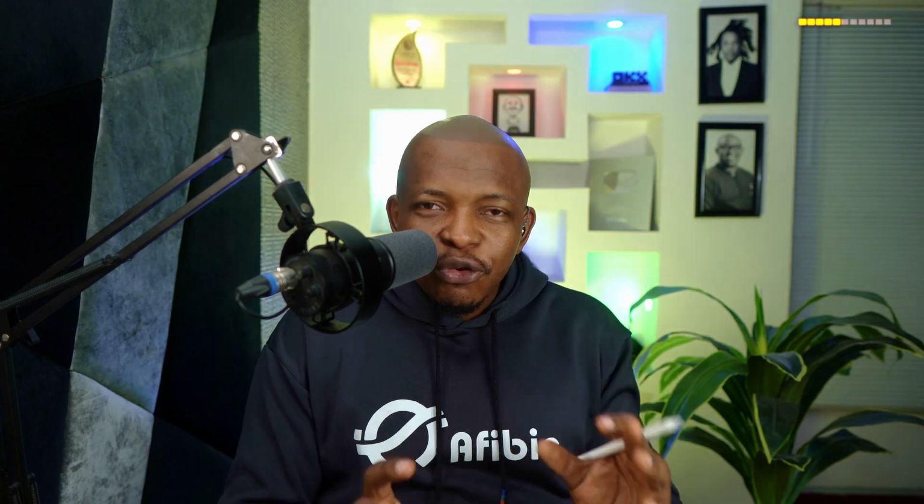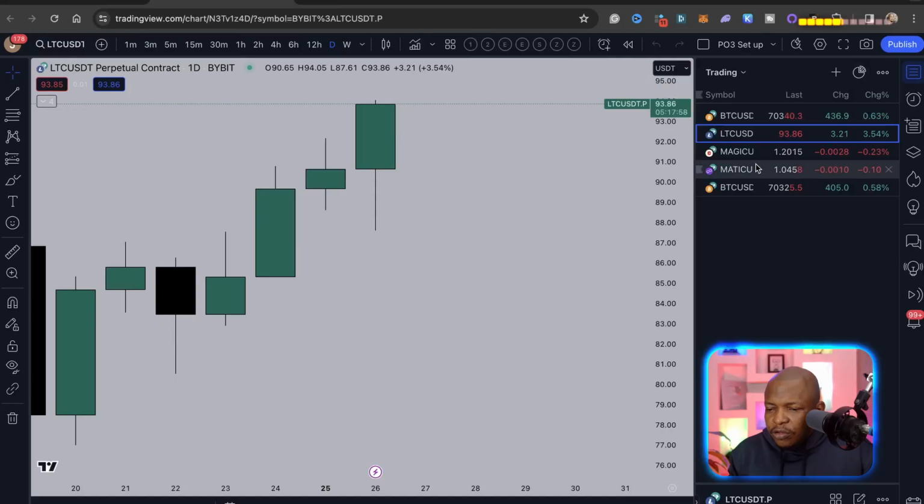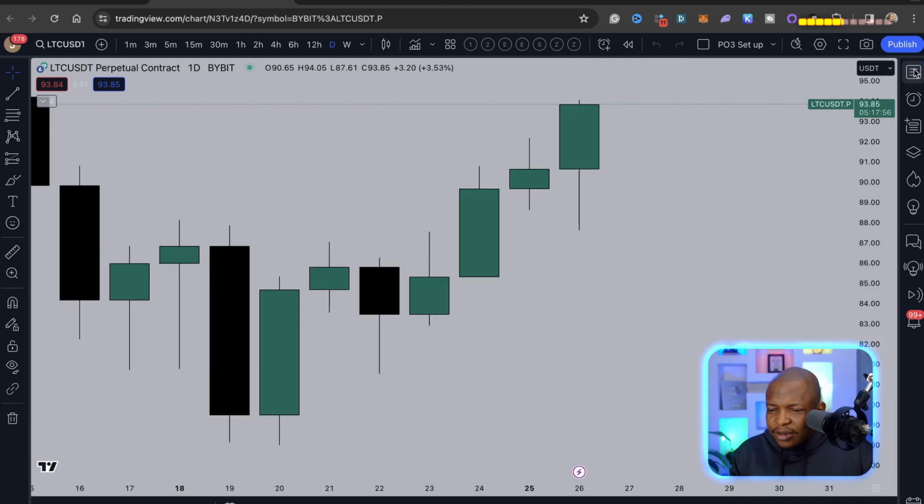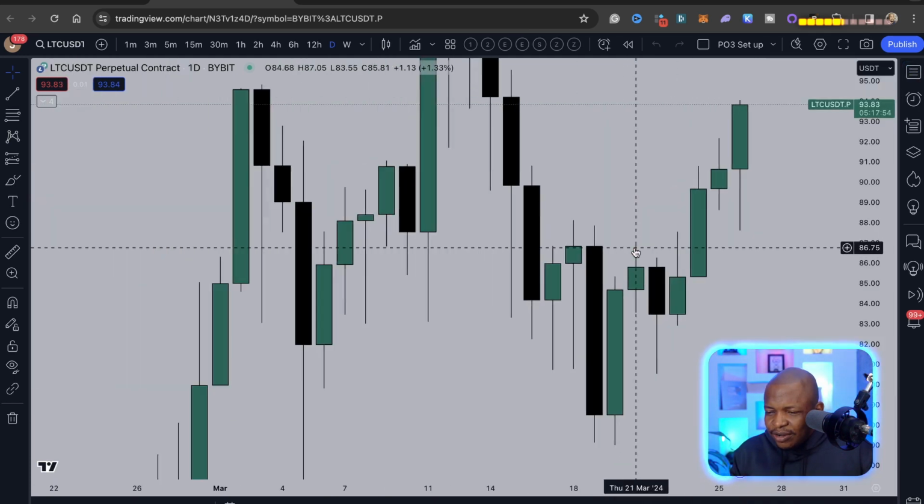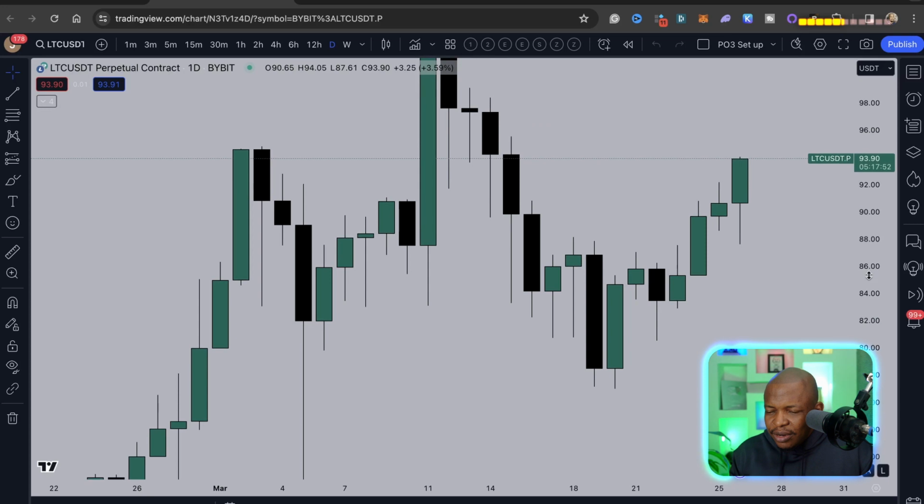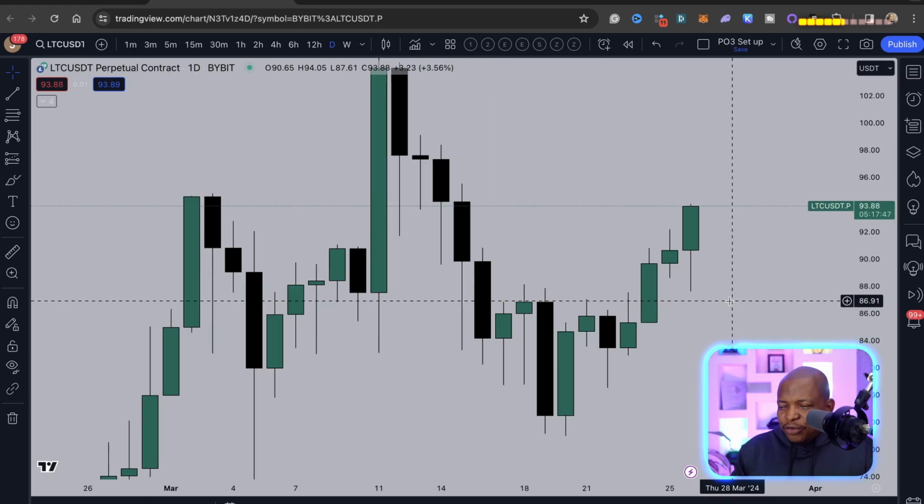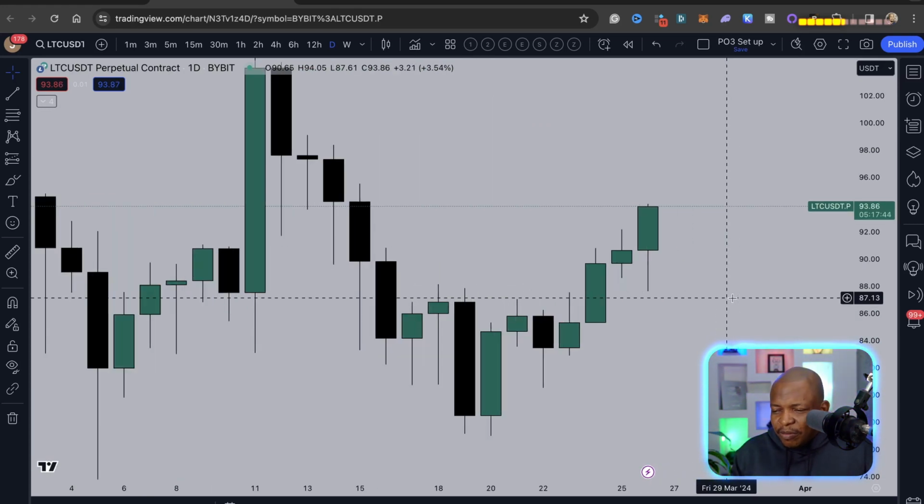Now, to make all this make sense to you, let's go to TradingView. I'll just show you a step-by-step process on how to set this up. So this is a Litecoin USD trade. Now, if you want me to make a video on how to set up your TradingView to be like this, let me know in the comment section.